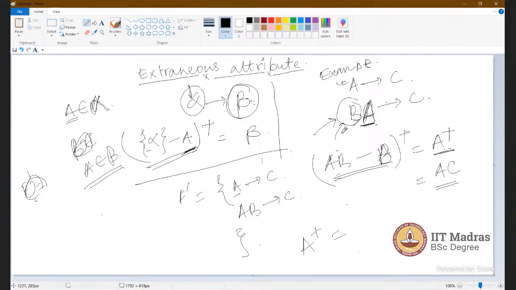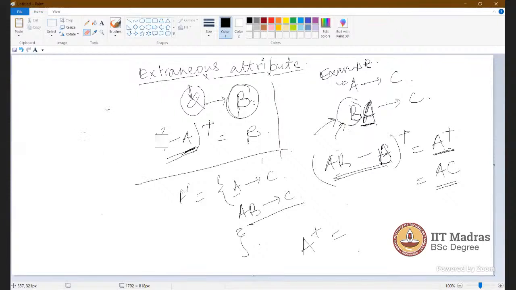Yeah, so here we are finding out whether A is an extraneous attribute or not. That's why we take alpha, then we minus that A, then we take the closure of that. In this case, if we take the closure of A, we'll get AC only. Okay, this is for the left hand side, how to calculate whether A is an extraneous attribute or not. So how to compute the beta side for that?